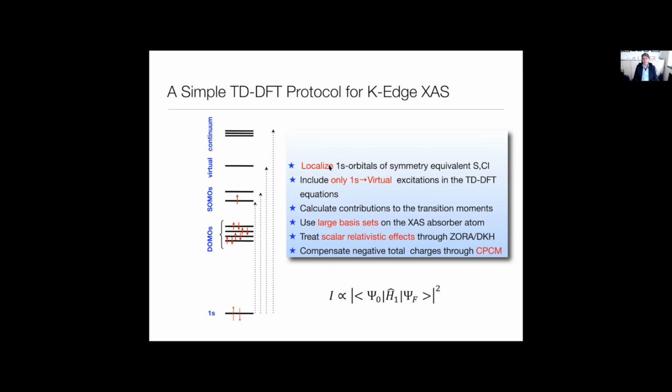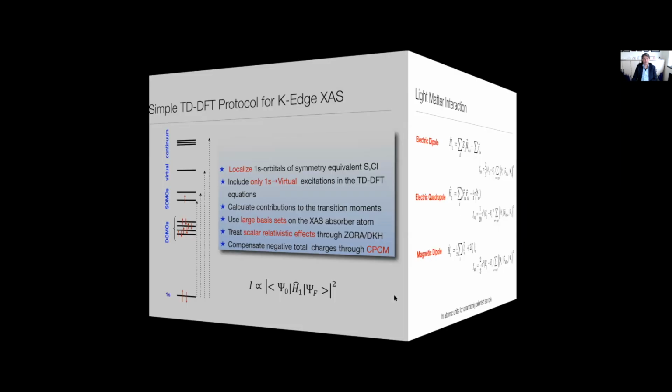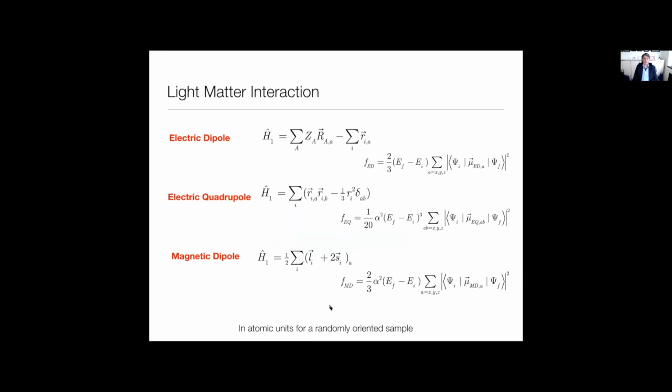And then you calculate the contributions to the transition moments. You will typically use quite large basis sets on the XAS absorber atom in order to treat electronic relaxation, and you will get much better transition energies if you include scalar relativistic effects. So what again is the Hamiltonian H1 that goes into here? And this, of course, light-matter interaction, is a relatively complex matter.